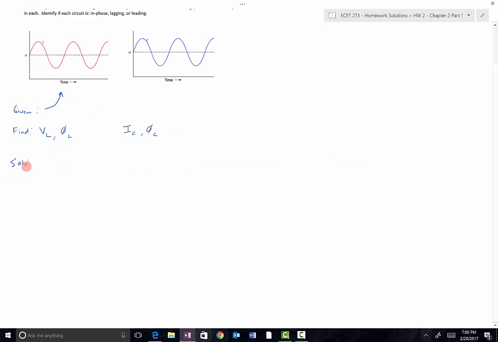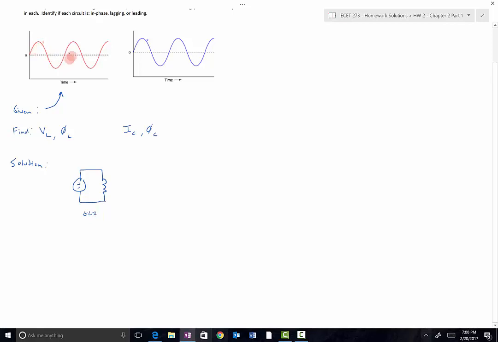Anyway, the solution to this problem is, we'll just identify that since that's an inductor, the circuit is going to look like this. And we know that the mnemonic we typically use to determine the voltage and current relationship in an inductive circuit like this is ELI. We know that the voltage leads the current by 90 degrees.